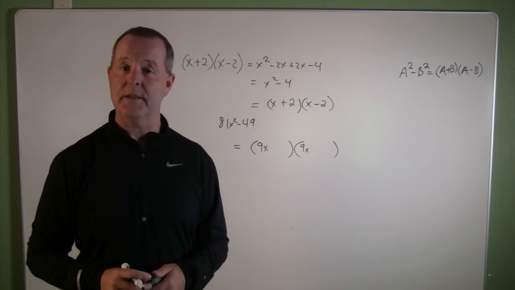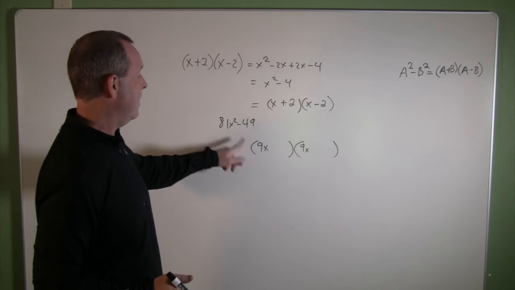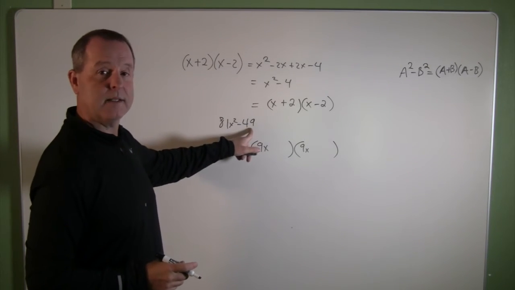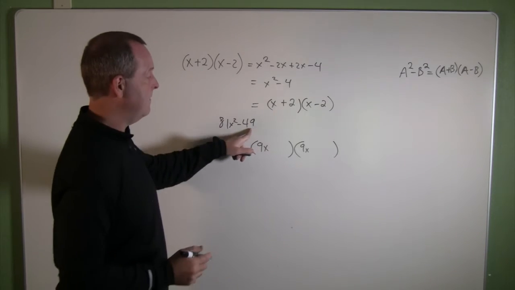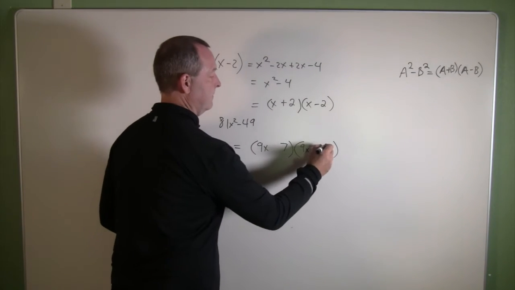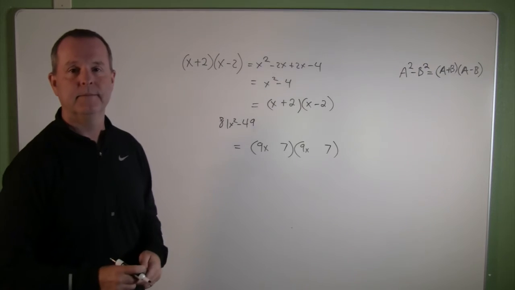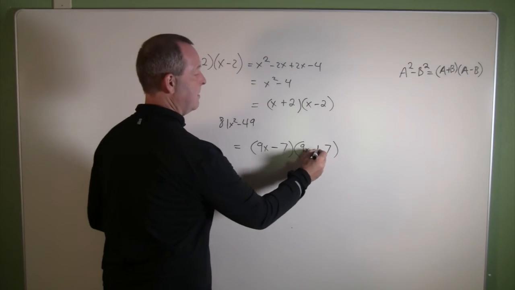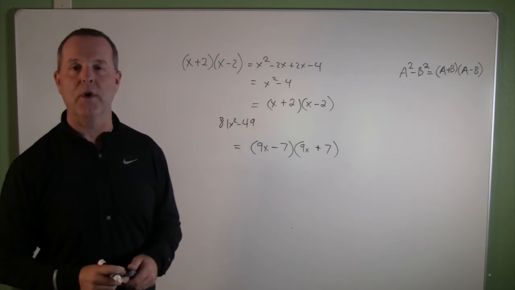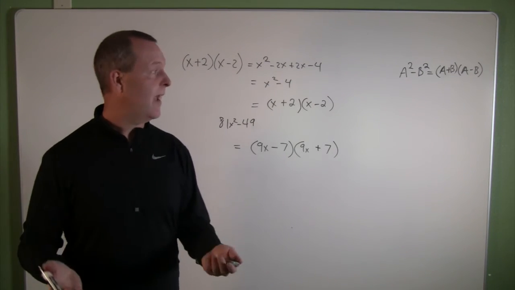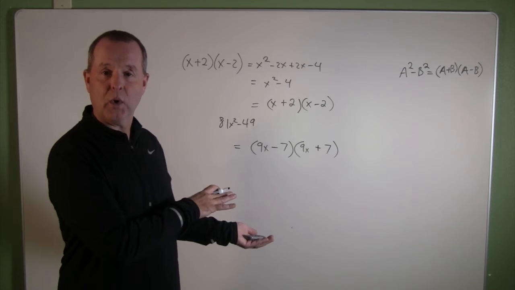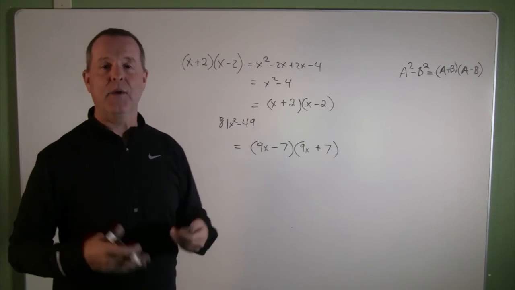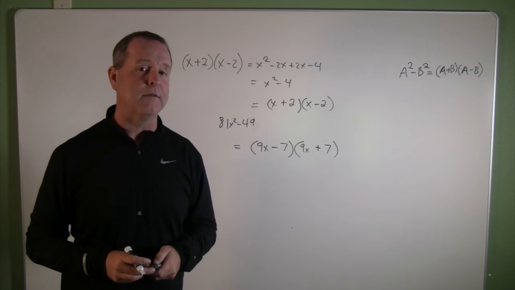Remember, we're looking for a number times itself that makes 81x squared. 9x is the only number that does that. What's the only number times itself that makes a 49? A 7 and another 7. And then as far as signs are concerned, one has to be negative, one has to be positive. Doesn't matter which is which. And by doing that, we can use this shortcut when we're factoring expressions that we see written as the difference of two squares.